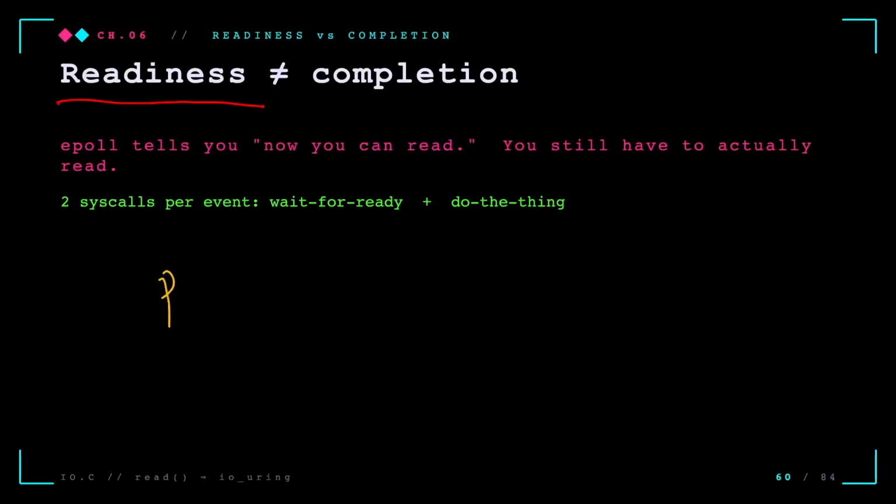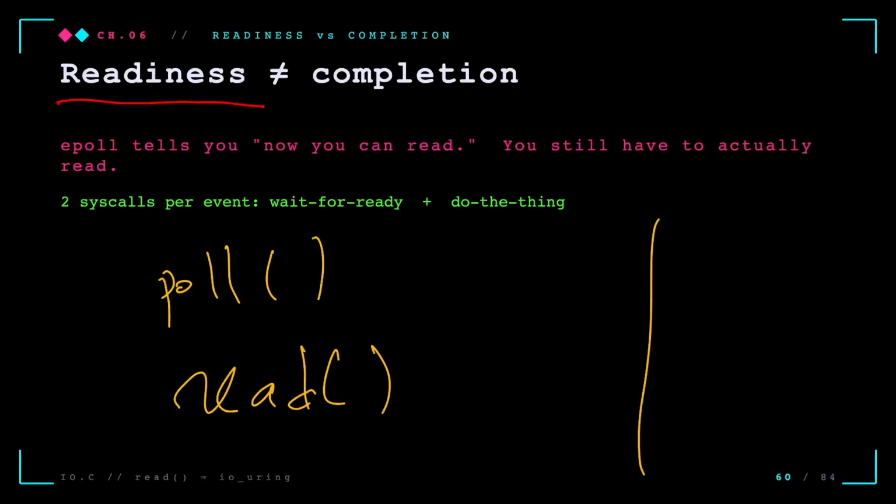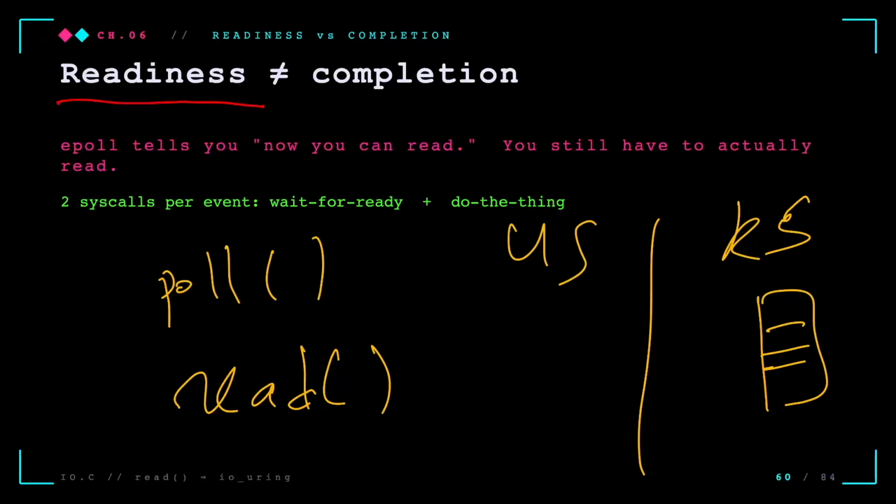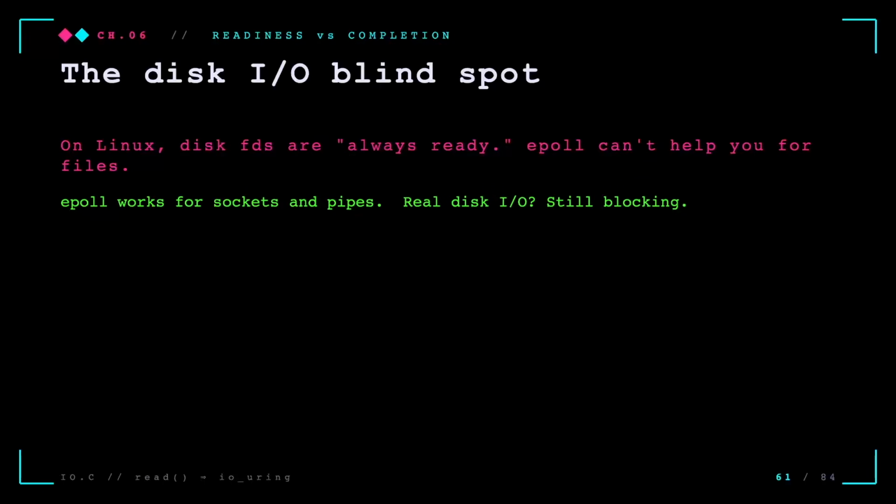Because when you do poll and then you do read, you're essentially going to copy the data from the kernel space. The kernel has its internal buffer and it's going to copy the data into the user space. And this is, as I mentioned, a readiness-based model. The completion-based model is a different approach, so we'll talk about it in a bit.